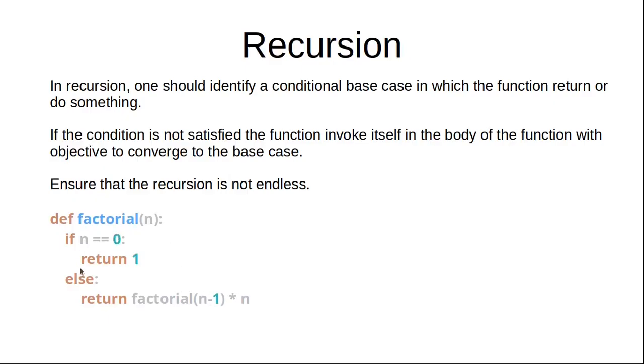Once it reaches the base case, it will recompute all the values of factorial starting from the last point. That is, 1 times 1 is 1, 1 times 2 is 2, which is the factorial of 2, and 2 times 3 is 6, which is the factorial of 3, and it will return 6.